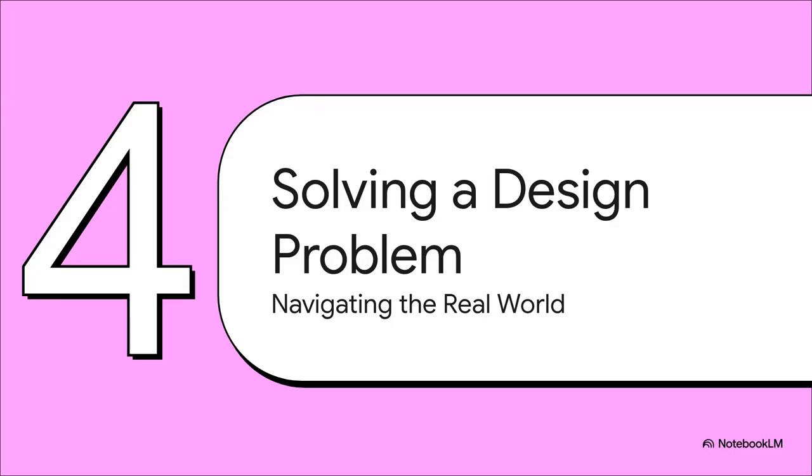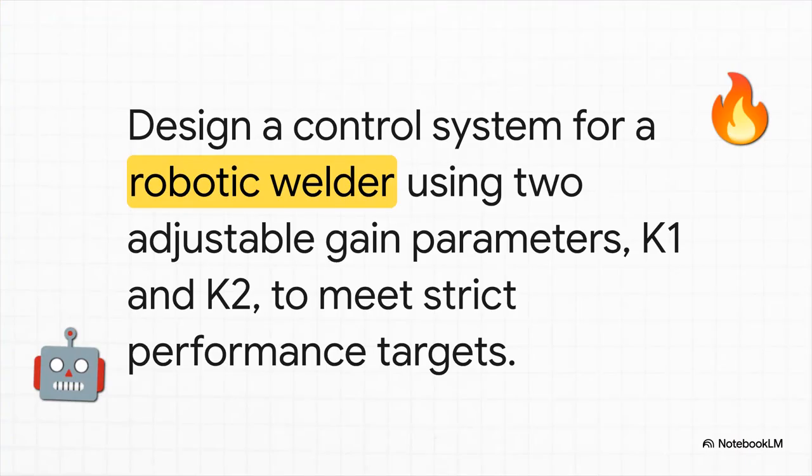All this theory is great, but let's see how this map-making process really works in the real world, especially when things get a little complicated. Like, say, designing a system where you have more than one knob to turn. So here's our challenge. We need to control a robotic welder with extremely high precision. And the system has two different knobs we can turn, two different gains, K1 and K2. Our job is to find the absolute perfect combination of these two values to meet some very strict performance goals.